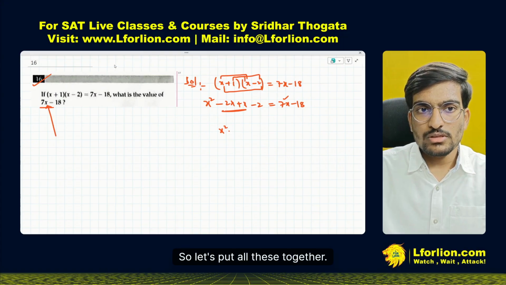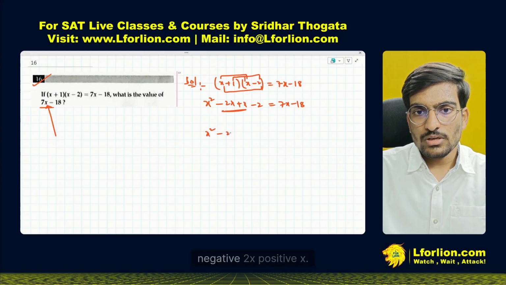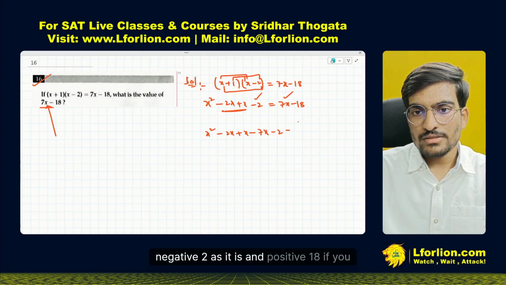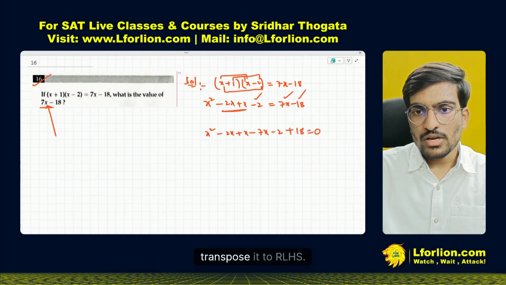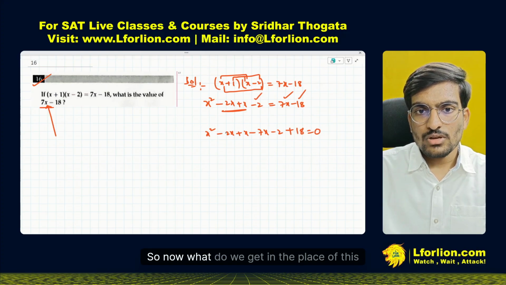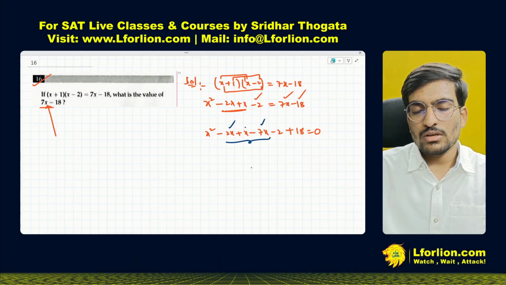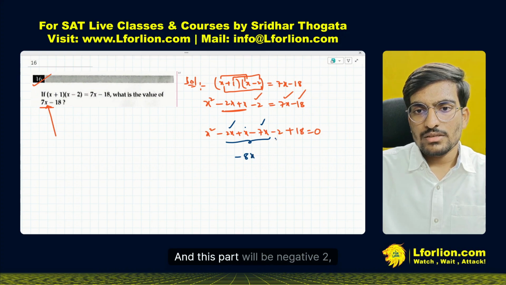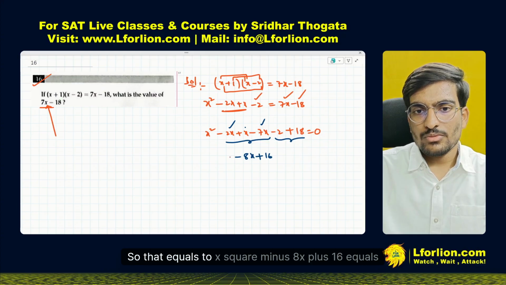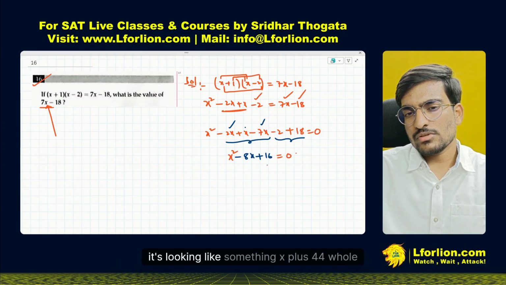So let's put all these together. X square, only one term, negative 2x, positive x, and then negative 7x from transposing, negative 2 as it is, and positive 18 if you transpose it to the LHS. Negative 2, negative 7, negative 9, positive 1, negative 8x, and the constant part will be negative 2 plus 18, which is positive 16. So that equals x square minus 8x plus 16 equals 0. It's looking like something x plus 4 whole square.